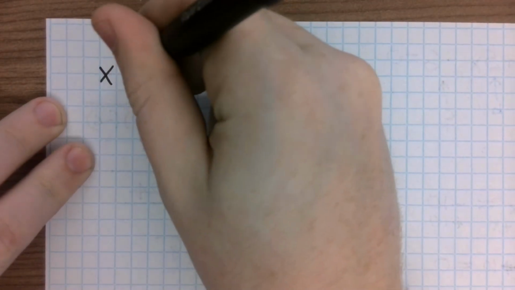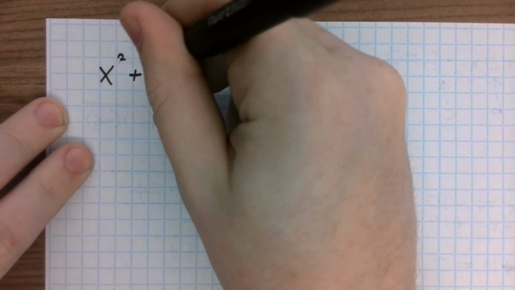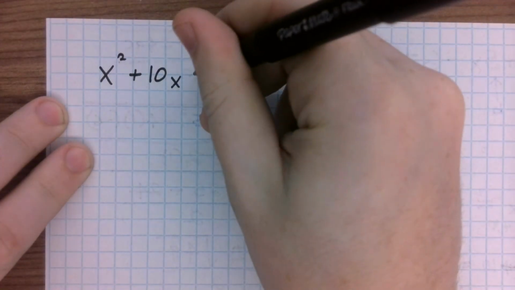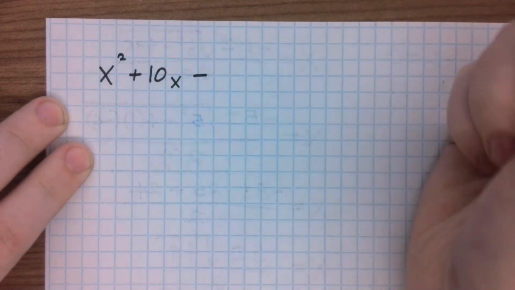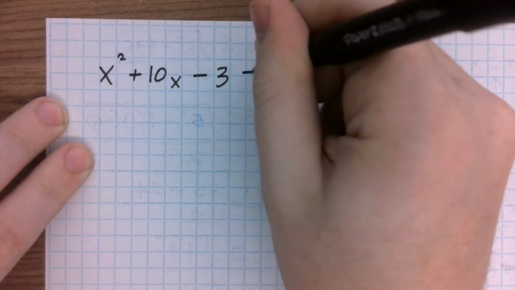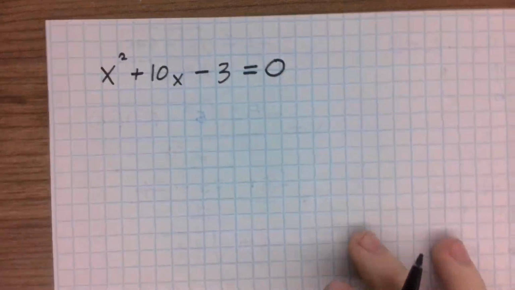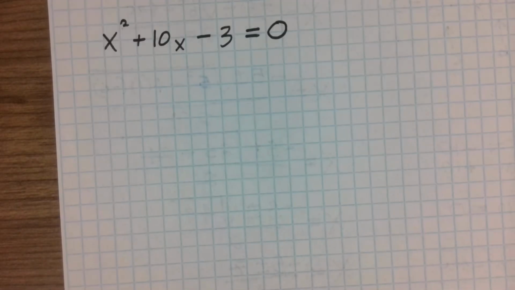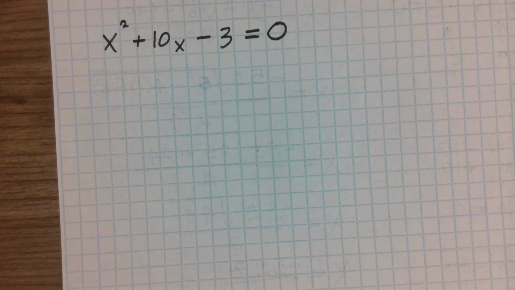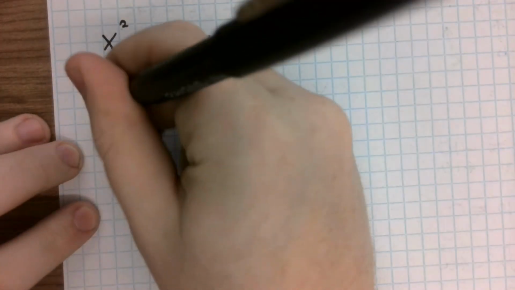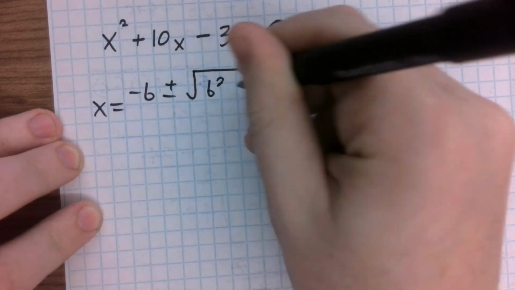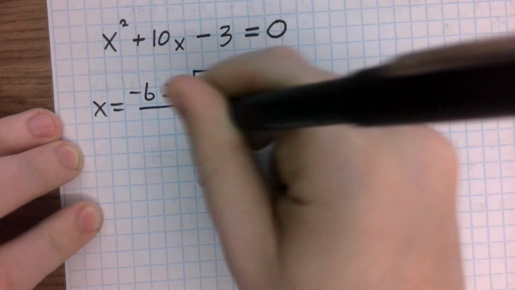Let's see what happens if we did x squared plus, let's do 10x minus 3 equals 0. Again, this is unsolvable because there's nothing that multiplies to make negative 3 and adds to make positive 10. So, we use the quadratic formula. x is equal to negative b plus or minus the square root of b squared minus 4ac all over 2a.